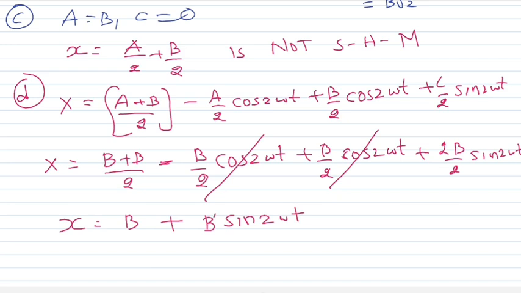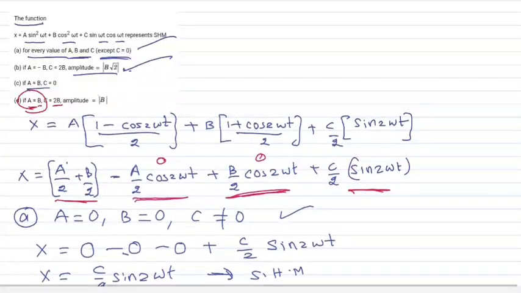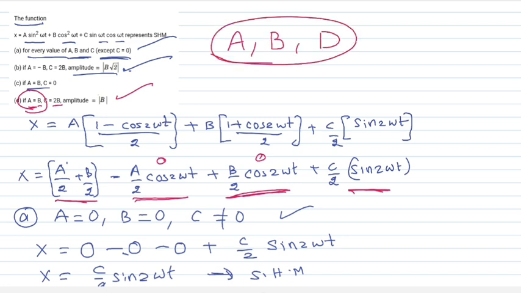So now in this equation, this B is the amplitude. So amplitude is equal to B. So therefore we can see that option D is also correct. So for this question, A, B and D are the correct options.